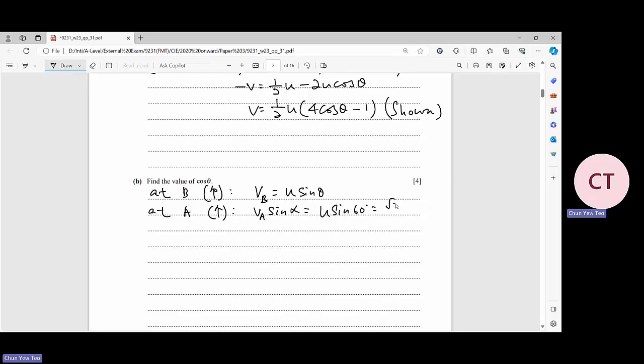It will be equal to the 3 over 2U. And VA cos alpha, the horizontal component, just VA cos alpha, just now we know that the VA cos alpha is a V and V is the answer here. So we just copy down.